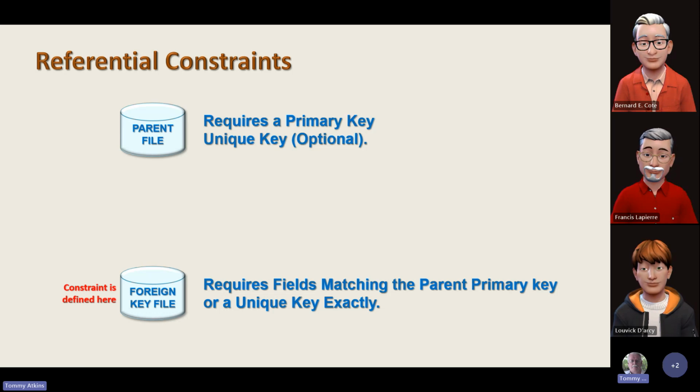Let's have a look. The constraint you define on the foreign key file, and you point to the parent file. So the constraint is defined on the foreign key file, and it tells you what the parent is.